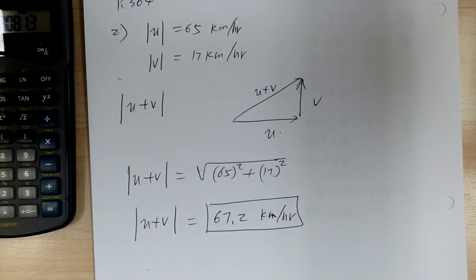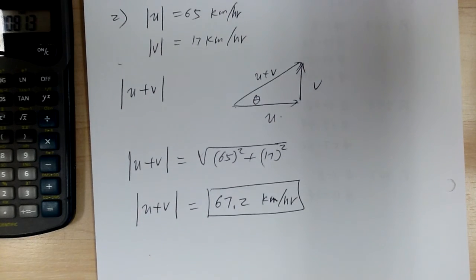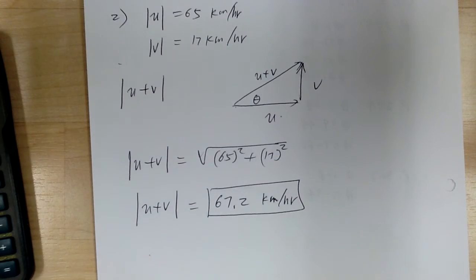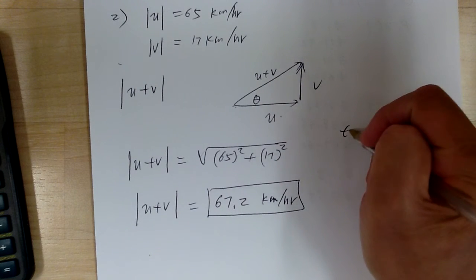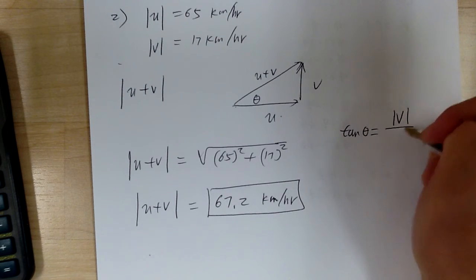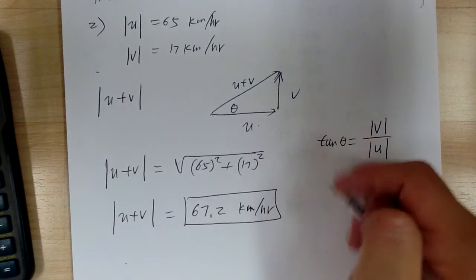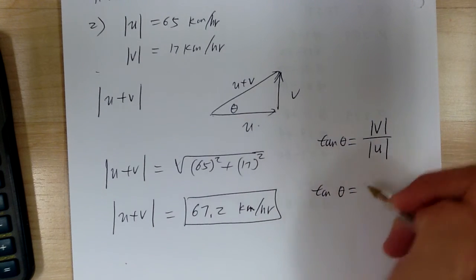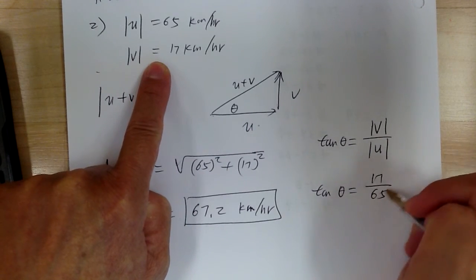And the next part, they want you to find theta. So they want you to find this angle. So for this one you need to use trigonometry, right? To find theta, you get tangent theta equal to the length of V over the length of U. Again, absolute value means length. So tangent theta equals 17 over 65.